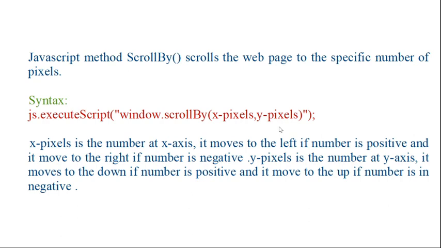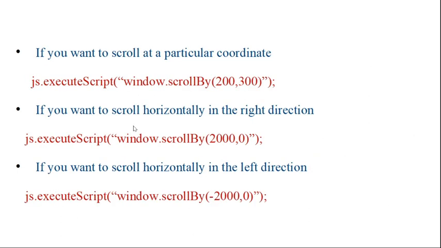What happens if you provide a negative value? If you provide a negative value for the x pixel, it will scroll your page from right to left, and if you provide a negative value for the y pixel, it will scroll your web page from bottom to top. So these are the methods which I have shown you if you want to use the scroll by method.